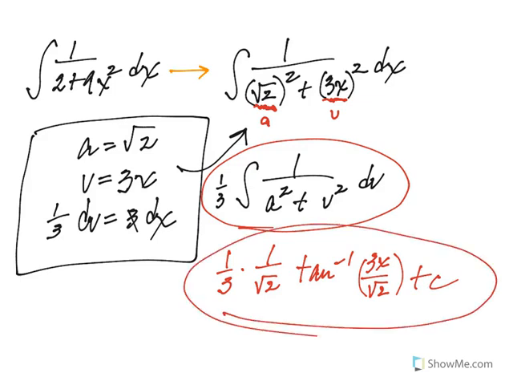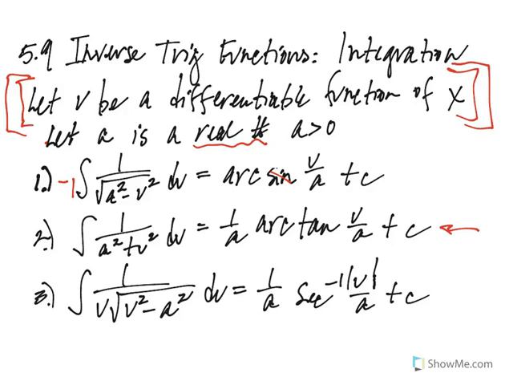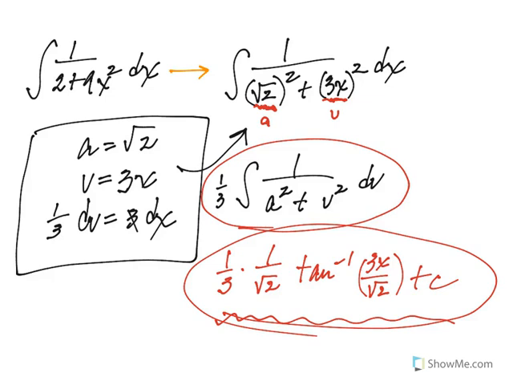This is my final answer. So it's 1 over 3 root 2, arctan 3x over root 2 plus c. And again, this formula right here is this formula right there: 1 over a, arctan u over a plus c.